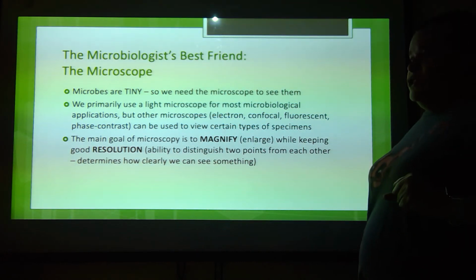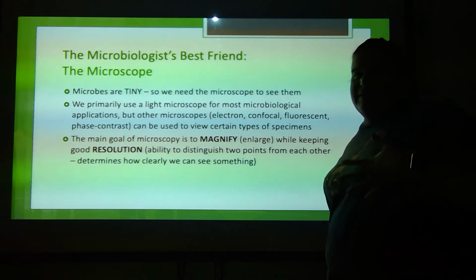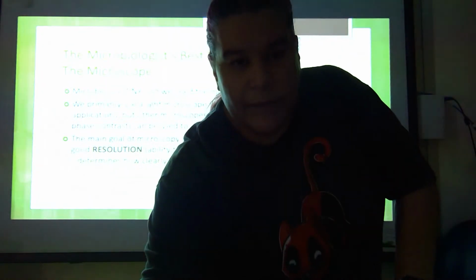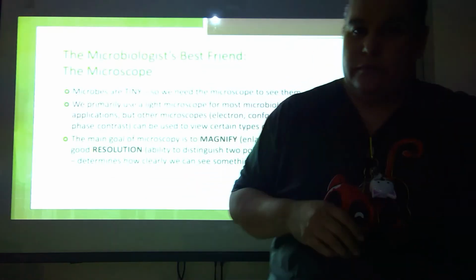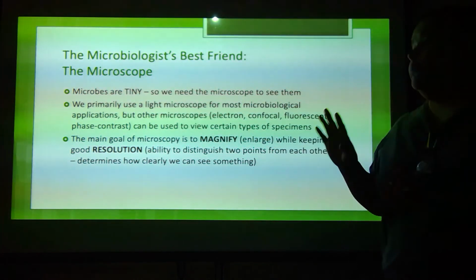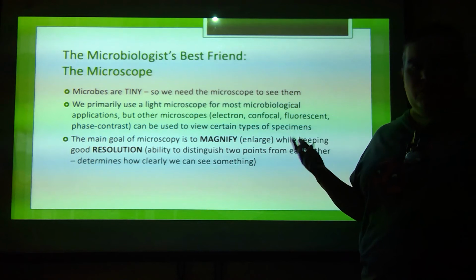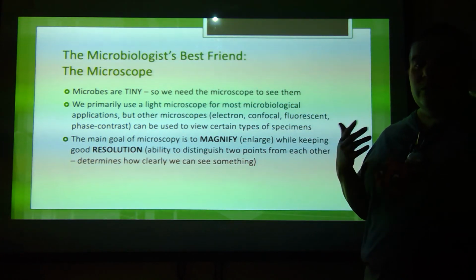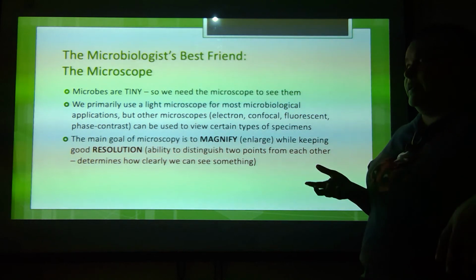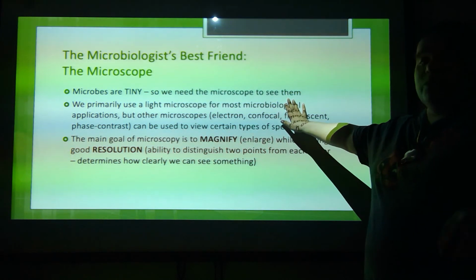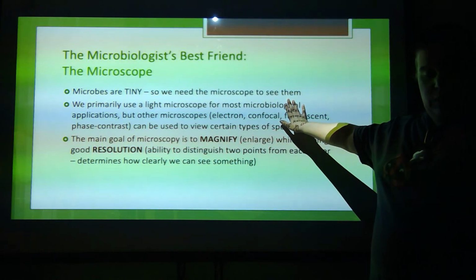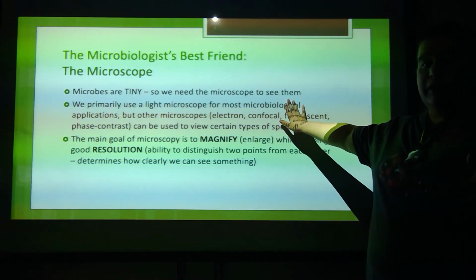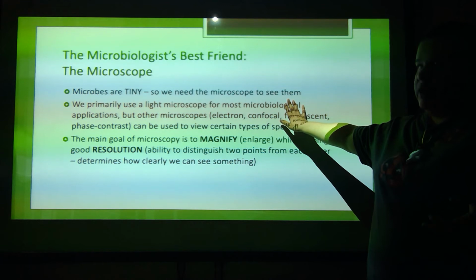A microbiologist's best friend is the microscope. Okay, so we mentioned this in chapter 1. Microbes are microscopic. They're too tiny to see with the naked eye. With that in mind, we need an instrument that will increase their size enough that we can see them. The microscope is the instrument that does that for us.